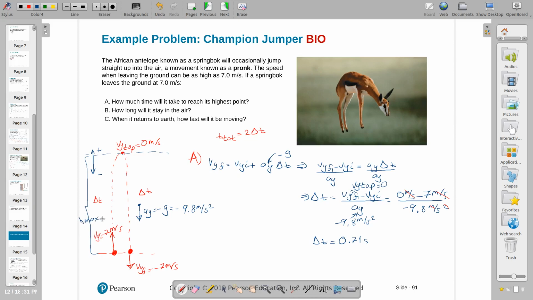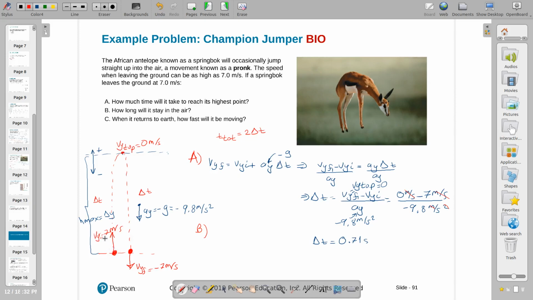That's a delta y, right? That's already delta y. So what is the highest delta y we can reach? We can call it H maximum, and we can calculate it using the y equation. B tells us how long it will stay in the air. We already talked about that. We already have this answer.